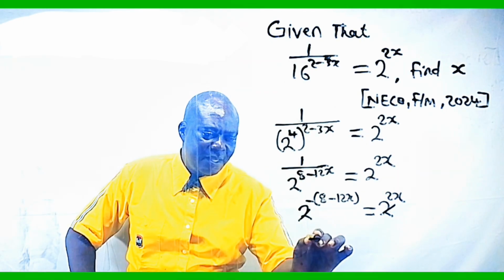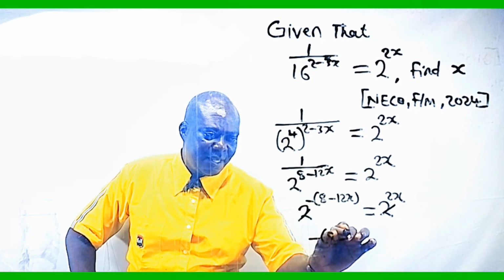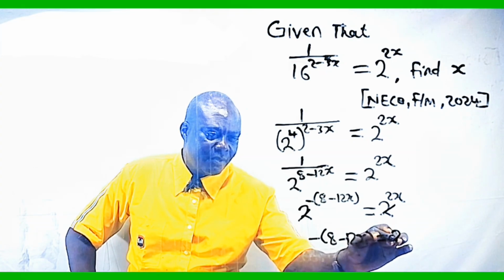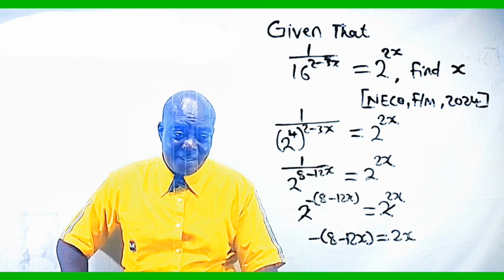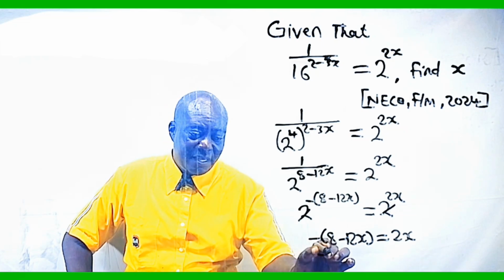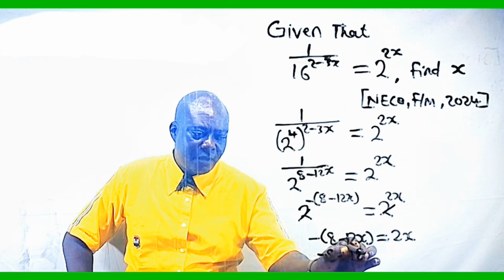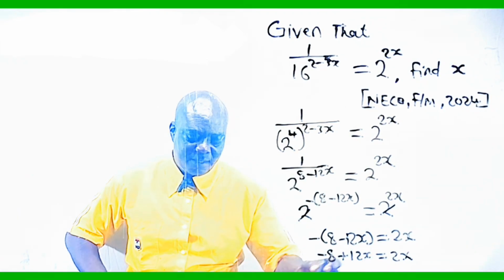So we have here minus negative 8 minus 12x equals 2x. Let us remove the bracket here. We have negative 8 plus 12x equals 2x.